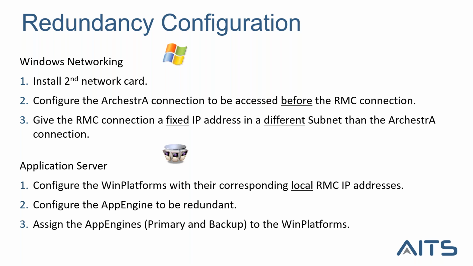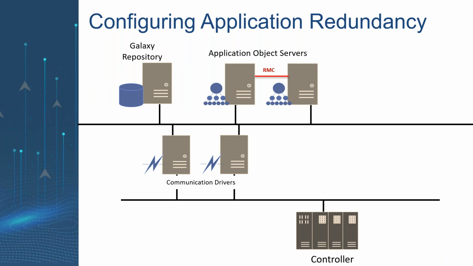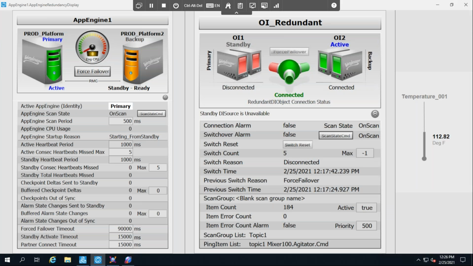After finishing with Windows networking, I need to do the application server, which is very straightforward and very easy. You only need to configure your Win Platform, the platform itself, first. You have to put the IP address of your redundant IP address. Second, you have to configure the application to be redundant, and then assign the right AppEngine, primary or backup, to the right Win Platform. Again, this is the same demo that we want to do. I have the two AppEngines, and I want to configure the redundancy from these two application object servers. Let's go for it. It's the same here.